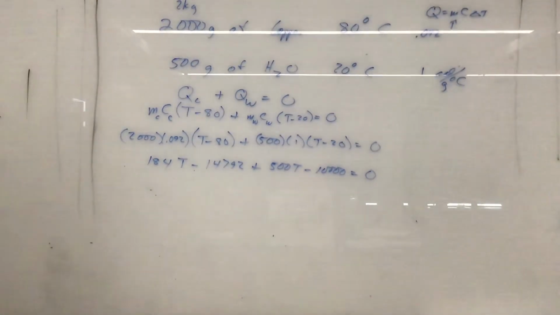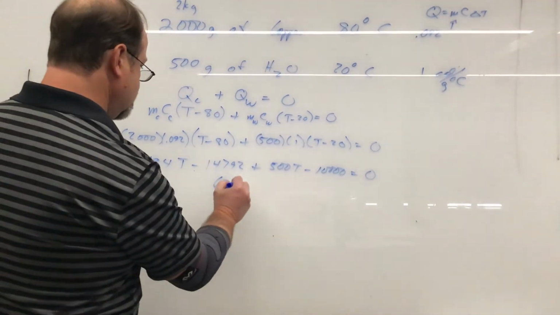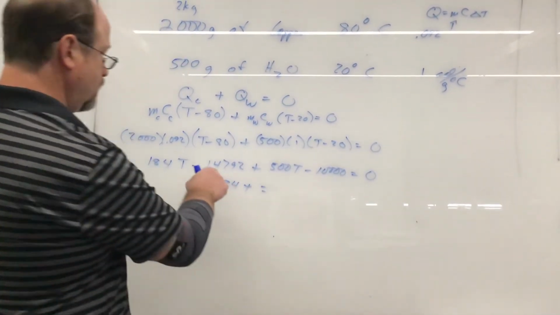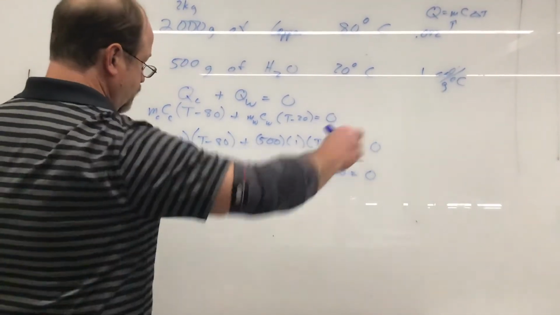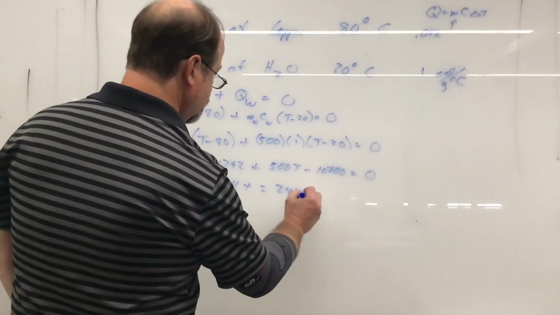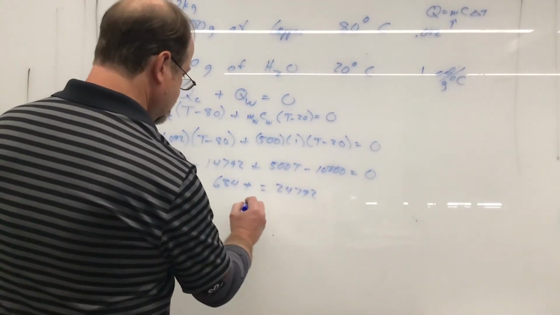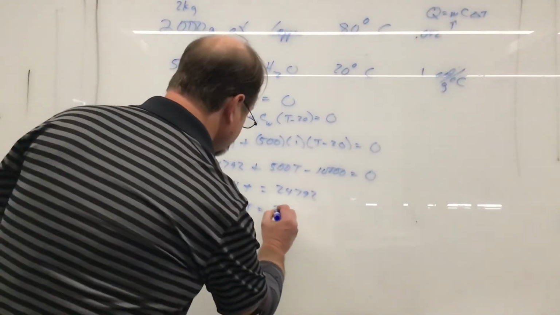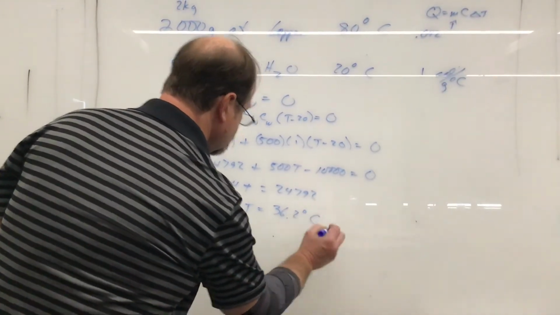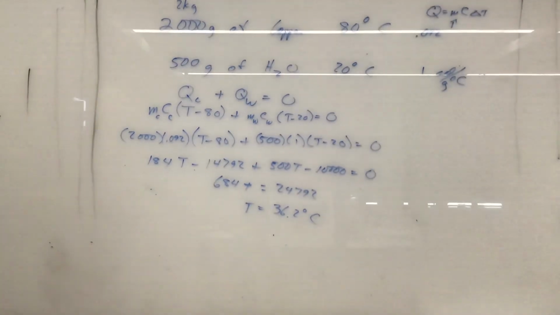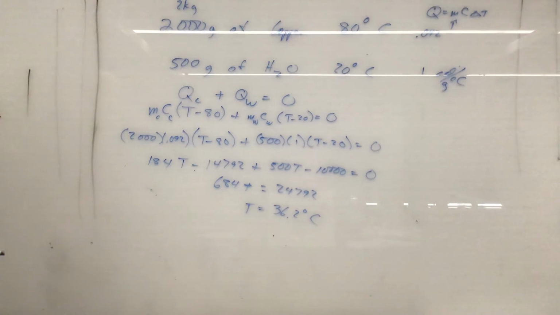And of course I'm going to gather my T's together. I get 684T. I'm going to take these two both to the other side and get 24,792. Divide and get T equals 36.2. So what I would expect the equilibrium temperature to equal, having done this, would be 36.2.